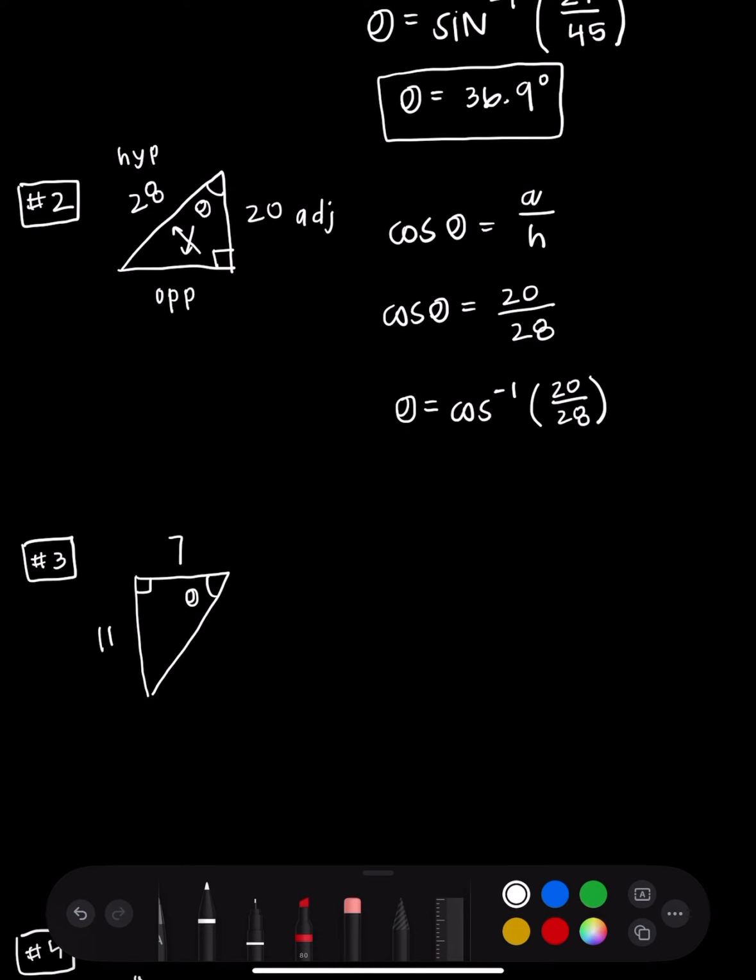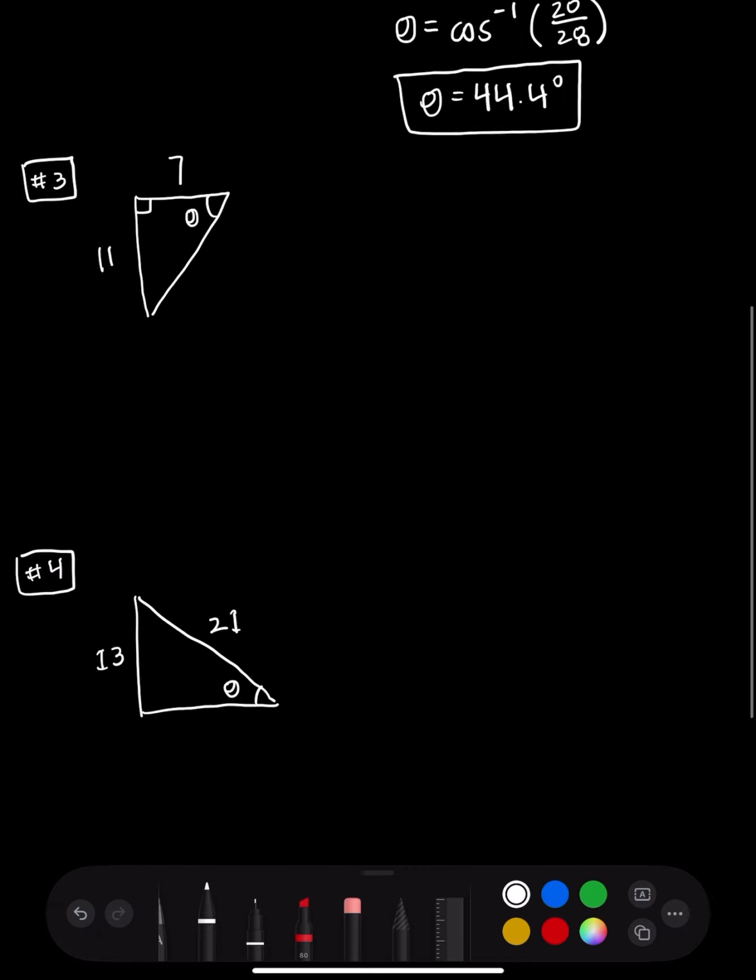Okay, now that's something we can plug into the calculator. So to do that, we press the second button and then the cosine button and do 20 divided by 28, where that whole thing is inside the parentheses. Press enter, and I end up with that theta is equal to 44.4 degrees. Awesome. Okay, let's go to the third example, which is the same.